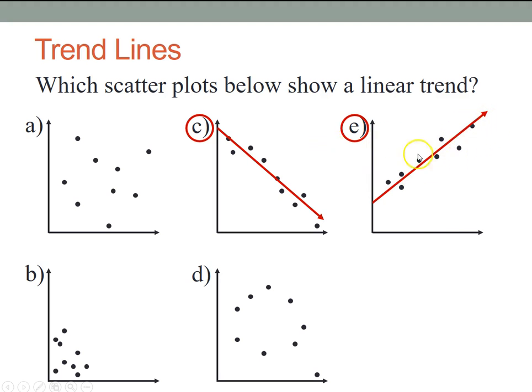So it's okay if it hits the dots. You're not playing connect the dots. You just want to have a line that represents the data. And this one over here, C, is a negative correlation because my line of best fit has a negative slope. And here, E, it's a positive correlation because my line of best fit has a positive slope. B and D, there's no correlation in that data.